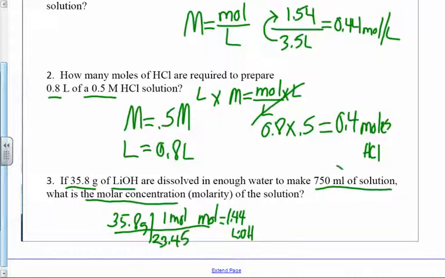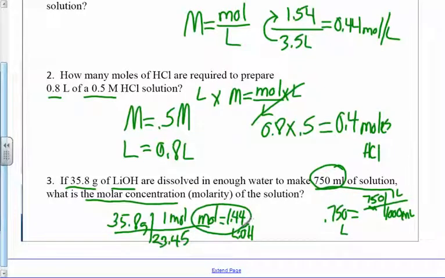The other issue we're going to have here is, what do we have to put these milliliters in? It's got to be in what? If you answered liters, you are right. So we're just going to take the 750 milliliters and we're going to divide by 1,000 milliliters per liter. This is milliliters. And we're going to come up with 0.750 liters. Well, I think we're ready. We've got moles. We've got liters. So let's plug that in.